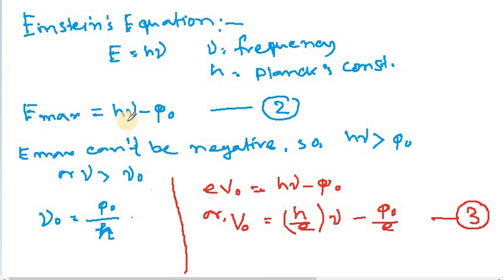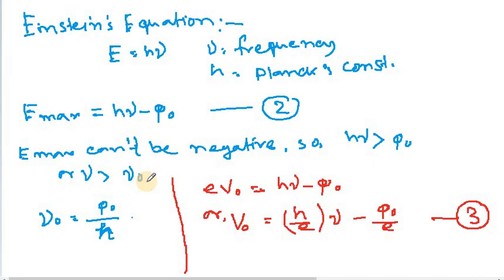And from these two equations, E max cannot be negative. I mean that the energy of the ejected electron cannot be negative. So this implies that h nu is greater than or equal to phi naught, so nu is greater than or equal to nu naught. The photoelectric effect happens only if the incident photon has energy greater than the threshold energy, the threshold frequency.